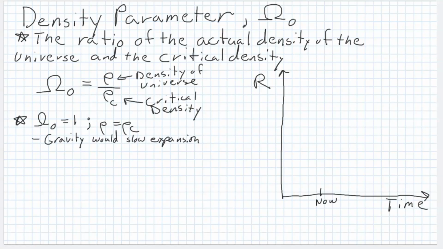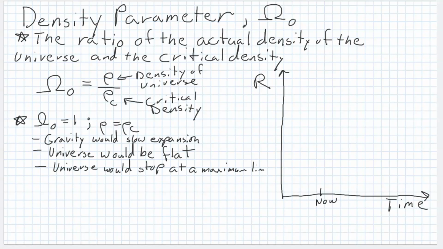In this model, gravity would slow the expansion of objects in the universe, but gravity's pull would never bring them back to their original starting position. This is sometimes called a flat universe. Matter in this universe would expand until eventually it reached a maximum limit, and then it would stop as the kinetic energy ran out. A flat universe would make a nice straight line, just like this. And so the scale factor would expand over time, as shown here.